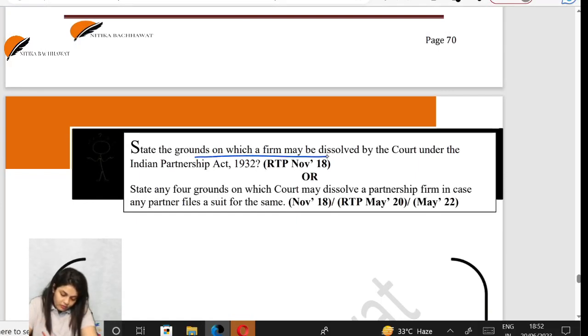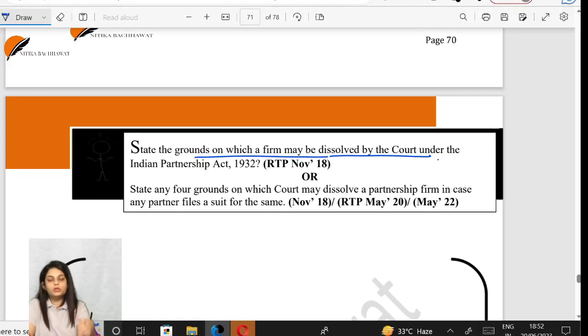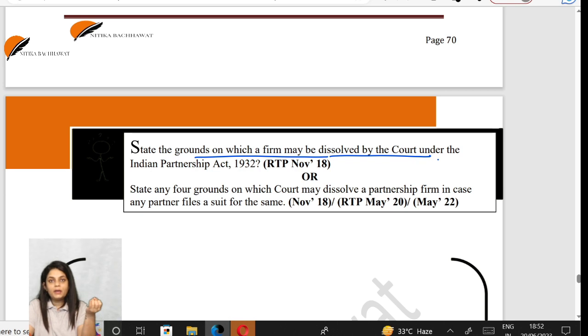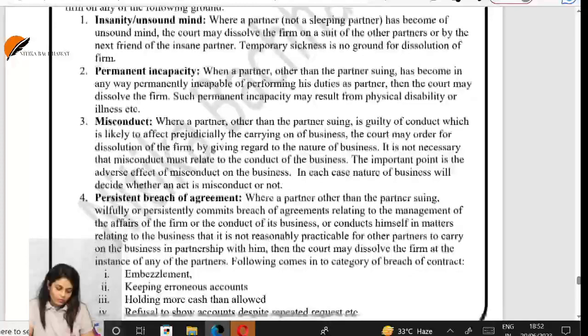State the grounds on which a firm may be dissolved by the court. The court may order in case of permanent incapacity of a partner, perpetual losses, misconduct of a partner, consistent breach of contract by a partner, business becoming illegal, partnership becoming an illegal association, or except one all are dead or all are insolvent, then deadlock in the management or any other just and equitable grounds.